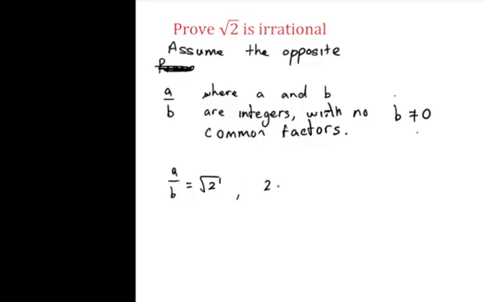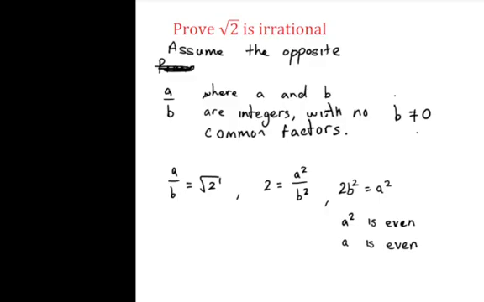So first we're going to say 2 is equal to a squared over b squared. That's because we've squared both sides. And then we're going to multiply both sides through by b squared. So we get 2b squared is equal to a squared. And what's interesting about this is that because we have a squared is equal to 2 lots of something, this proves that a squared is even. And this in turn means that a is even.